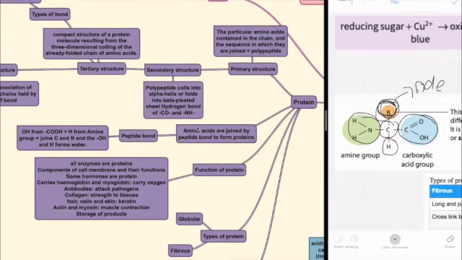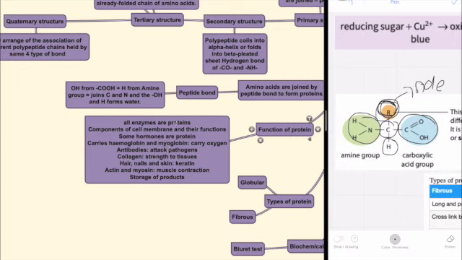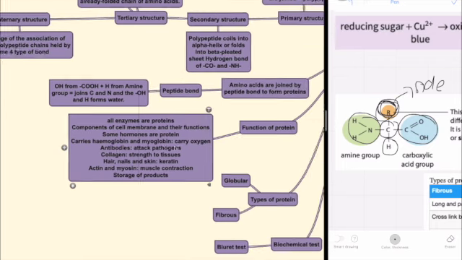So next is the function of protein. Basically, the function of protein is that they act as enzyme, they are the component of cell membrane and their functions. They are hormones, they carry hemoglobin and myoglobin to carry oxygen. They are antibodies to attack pathogens. They are also collagen to add strength to tissues. They exist in our hair, nails, and skin as keratin. They have actin and myosin for muscle contraction, and they are storage of products.